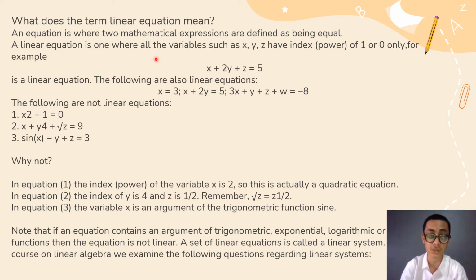The following are also linear equations: x = 3, x + 2y = 5, 3x + y + z + w = -8. But the following are not linear equations. For example, x cubed - 1 = 0, because the index of the variable x is 3. So this is actually a cubic equation.